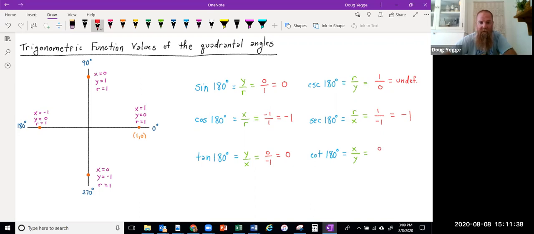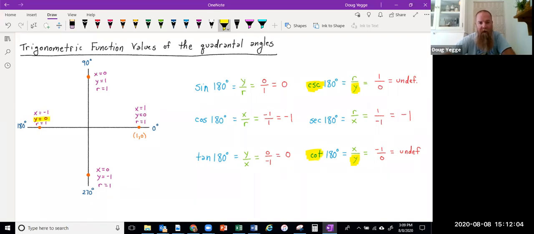is, I'm sorry, that's wrong. X is negative 1, so it's negative 1 over 0. And because y is 0 again, we know that we're going to be undefined here as well. So we can see there were two function values that gave undefined. It was cosecant and cotangent. And that's simply because of the fact that we were dividing by 0 in both of those circumstances.